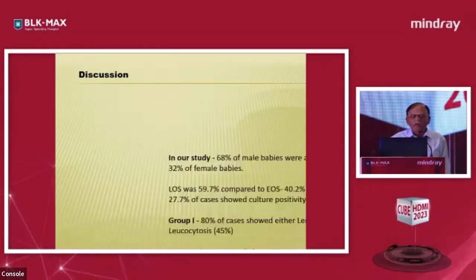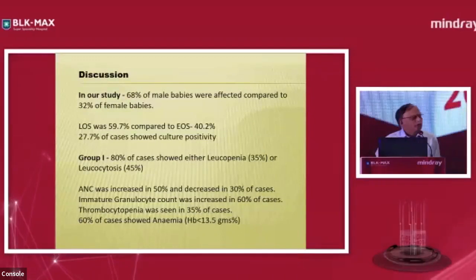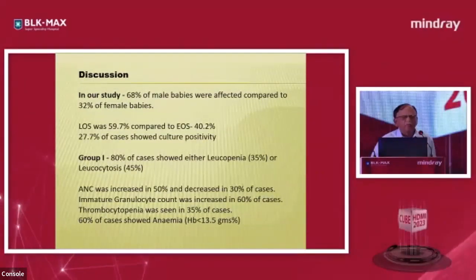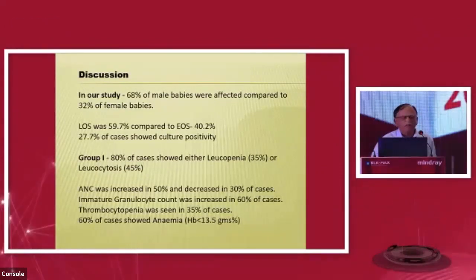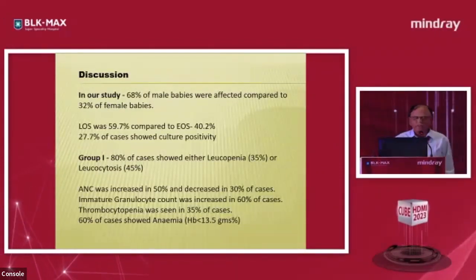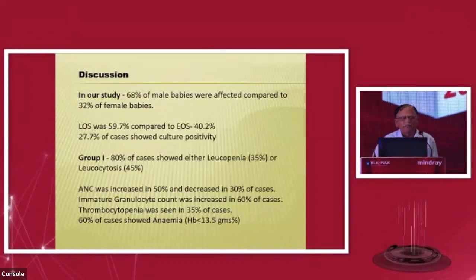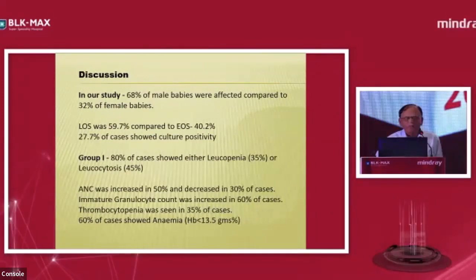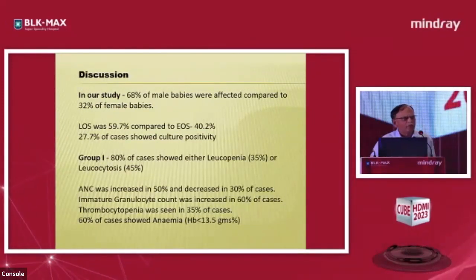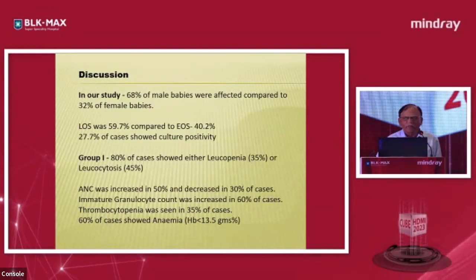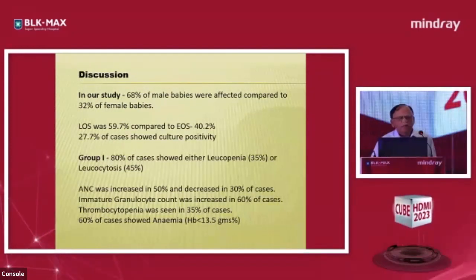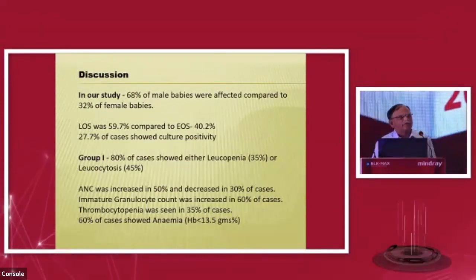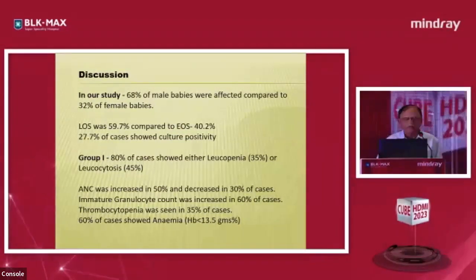Now coming to the discussion part. So in our study, 68% of the male babies were affected compared to 32% of the female babies, and late onset sepsis was 59.7% compared to early onset sepsis, that is 40.2%. And these two, again, compared to many other studies, were differing. In many other studies, it was early onset sepsis which is more, and also female babies are affected more in many other studies which I referred.